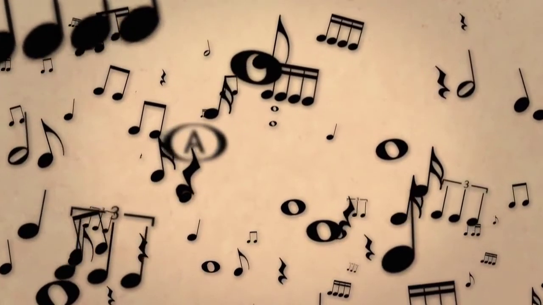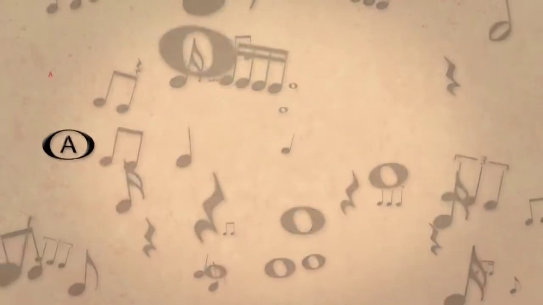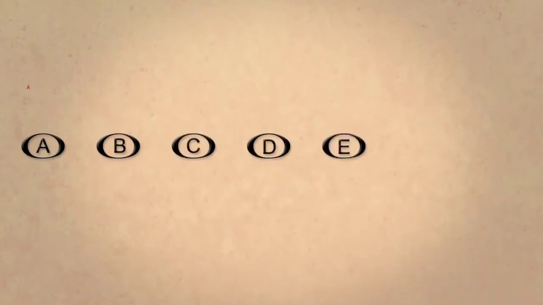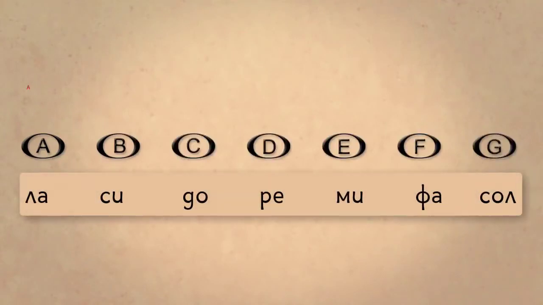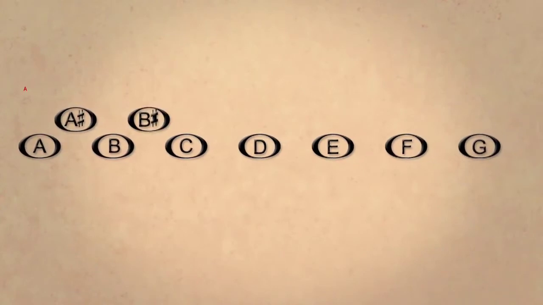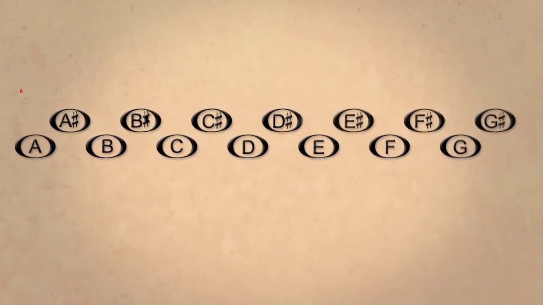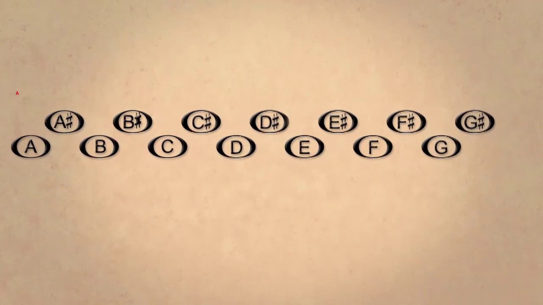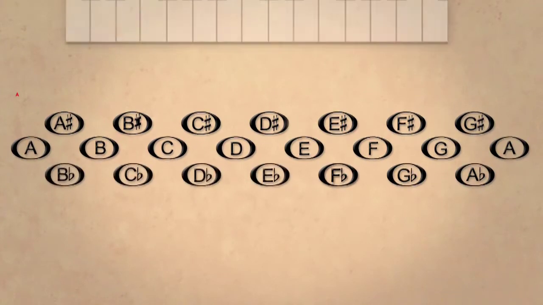We have learned that there are 7 names to all the notes, A, B, C, D, E, F, G. We can now add to that list of 7 all the notes with sharps and flats. So an A, then there can be an A sharp, B, B sharp, C, C sharp, D, D sharp, and so forth. The same with flats, A flat, G, G flat, F, F flat, and so forth.